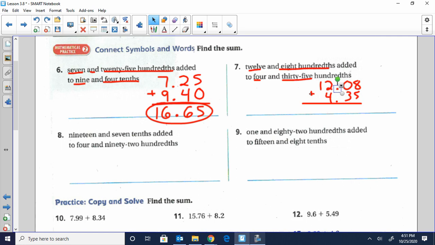Now, there's nothing in the tens place here. If you want, you can add a 0 if needed. You do not have to, but you can also add that there, so everything has a digit lined up in it. 8 plus 5 is 13. Carry our 1. 0 plus 3 is 3, plus the 1 is 4. Bring our decimal point straight down. 2 plus 4 equals 6. And then 1 plus nothing gives us 1. 16 and 43 hundredths. Again, make sure that you bring the decimal point straight down.